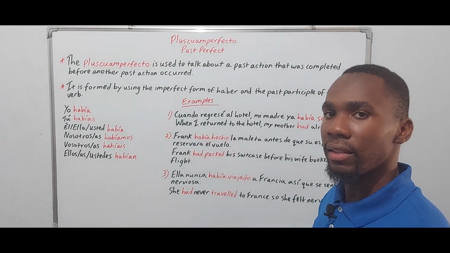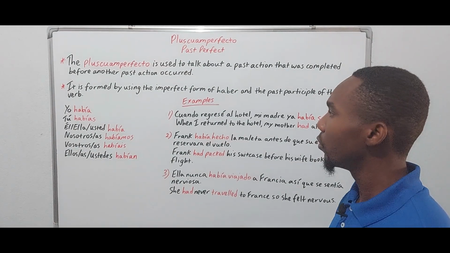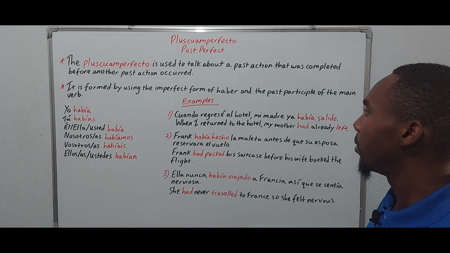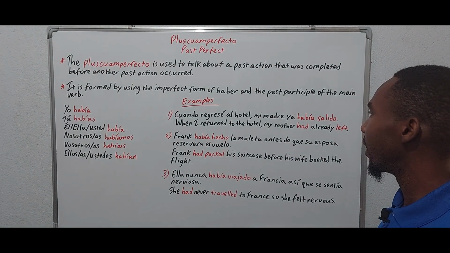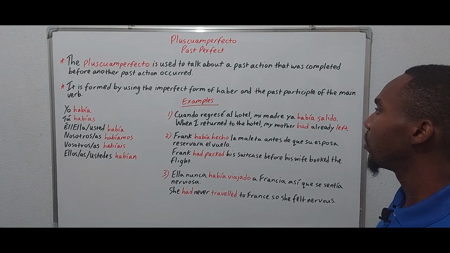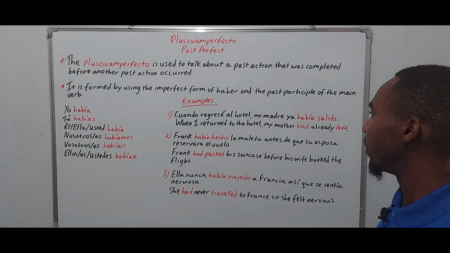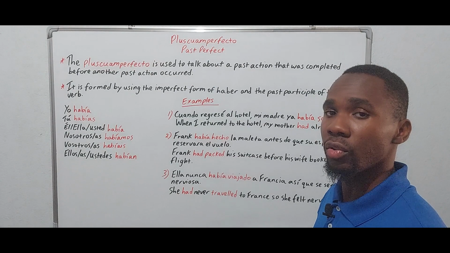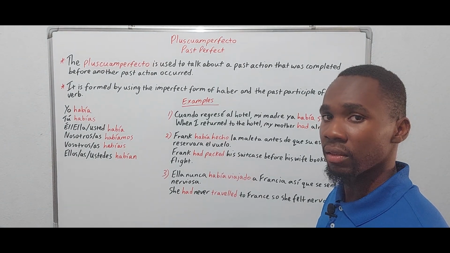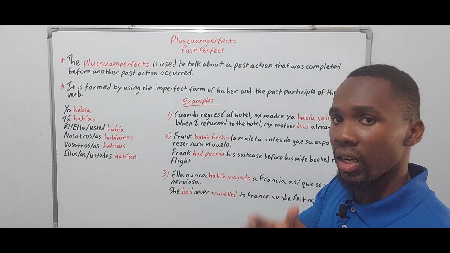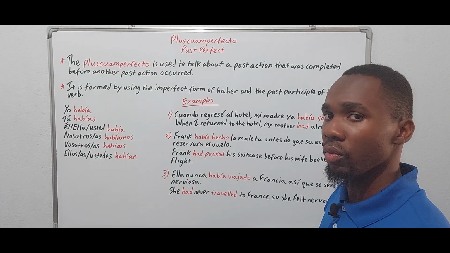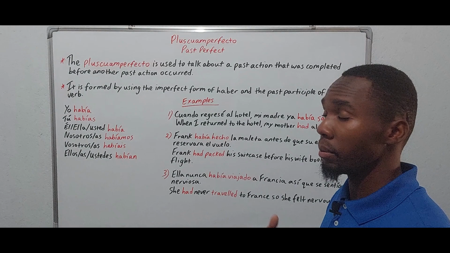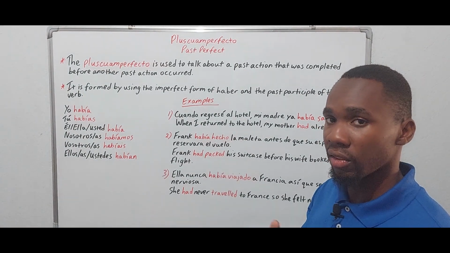Now let's get to the examples. 1. Cuando regresé al hotel, mi madre ya había salido. When I returned to the hotel, my mother had already left. So we have two events. Of course, there are two past events, but one occurred before the other. Therefore, we use the past perfect to mention the first action in the sequence.